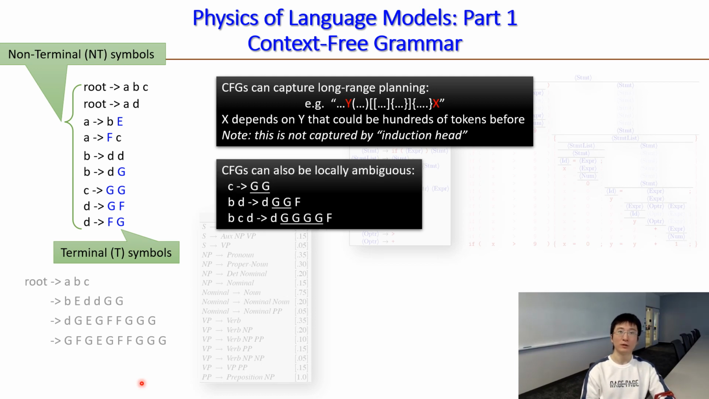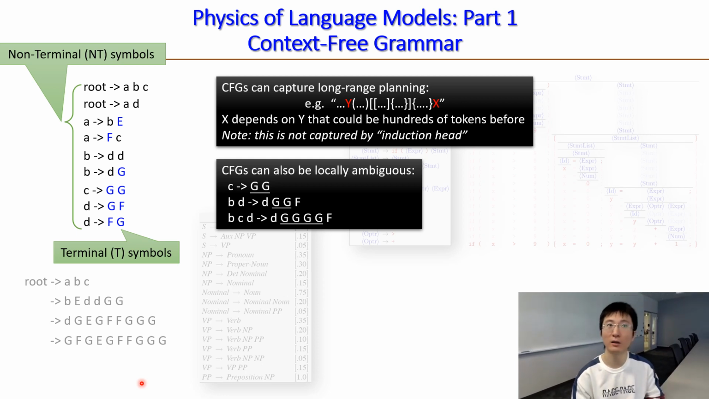Another property I want to emphasize is that it can be highly locally ambiguous. For instance, in this CFG example, we have C that can be expanded to G, right? But if you see GG in a sentence, their parent may not necessarily be C. It could be that BD also generates DGGF, so the GG may come from there, or maybe BCD also generates four G's in a row, so the GG can be any pair sitting here. Just by looking at consecutive terminal symbols, you may not be able to uniquely determine their parents. This is what I would call local ambiguity of CFGs.